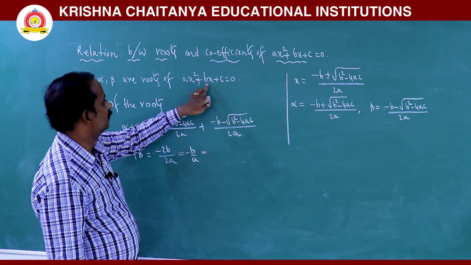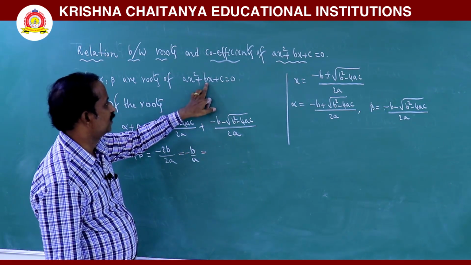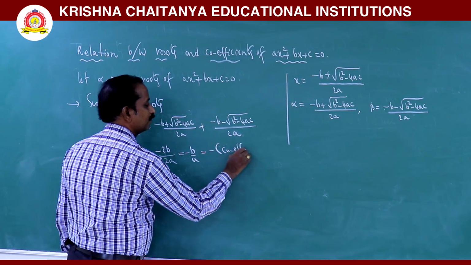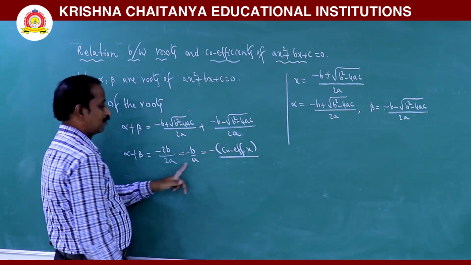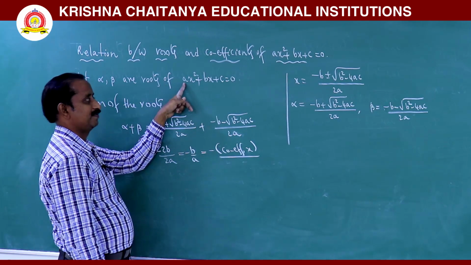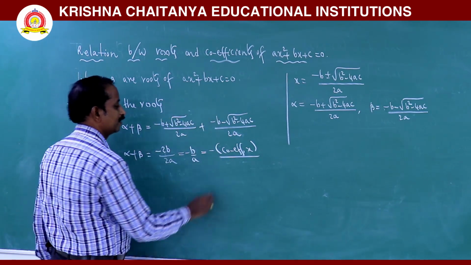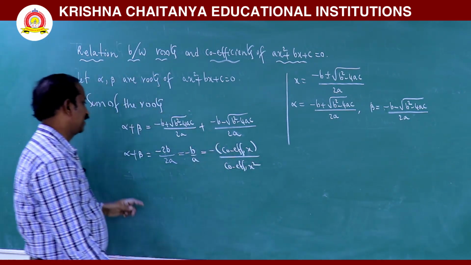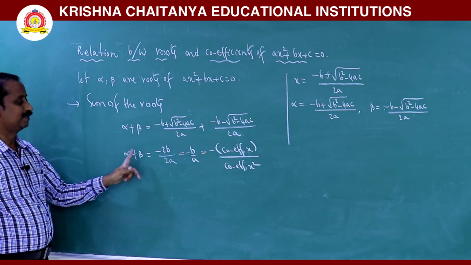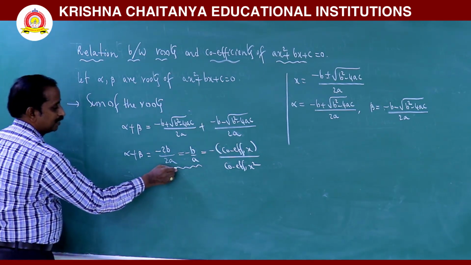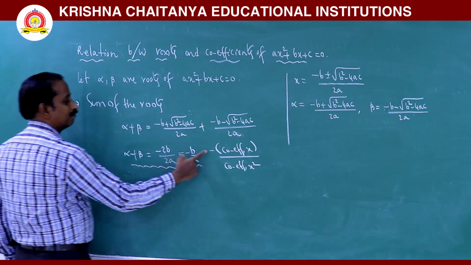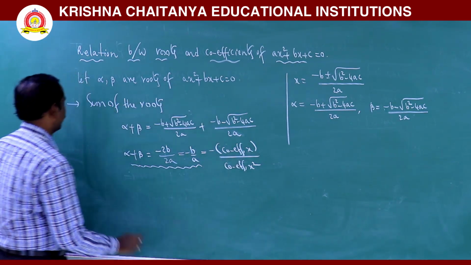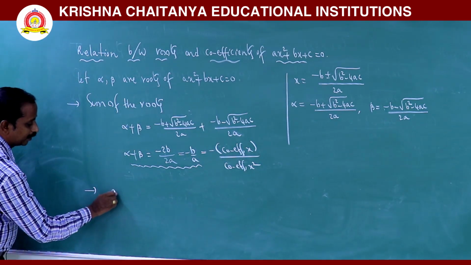What is b in this quadratic equation? Coefficient of x. So minus of the coefficient of x divided by a, what is a? The leading coefficient, otherwise the x square coefficient. So keep in your mind, the sum of the roots alpha plus beta is equal to minus b by a, that is equal to minus of the coefficient of x by the coefficient of x square. Now we move to the product of the roots.